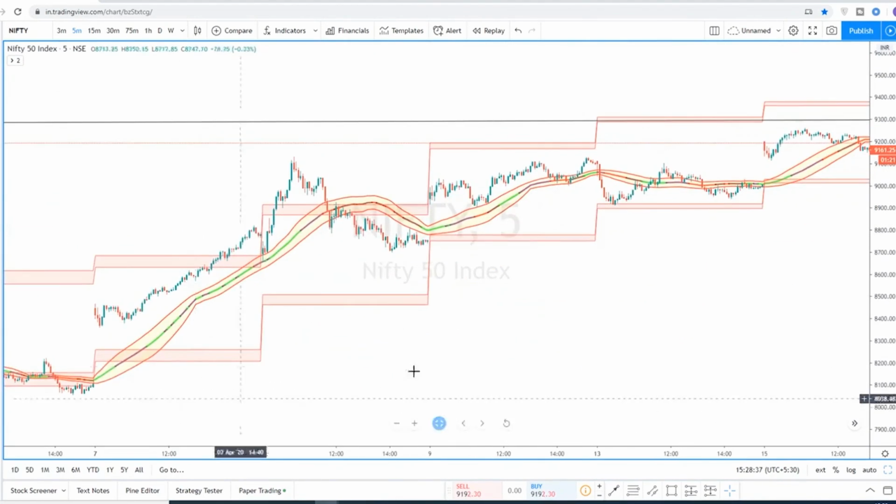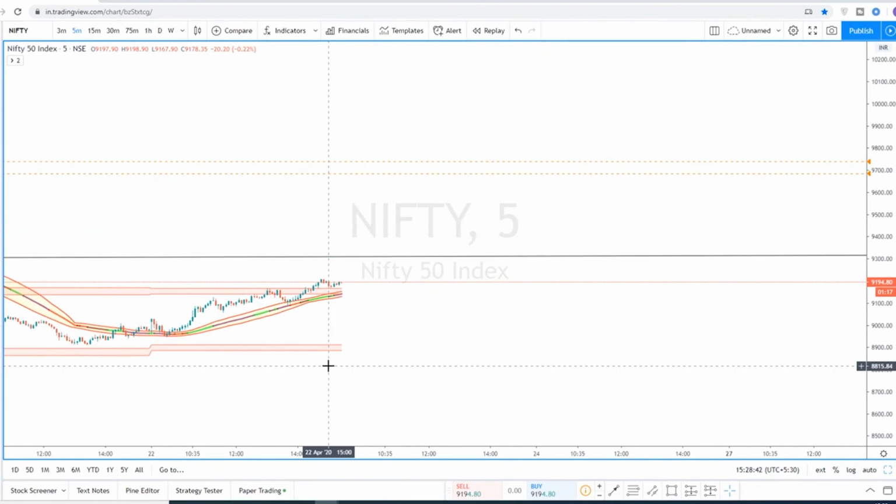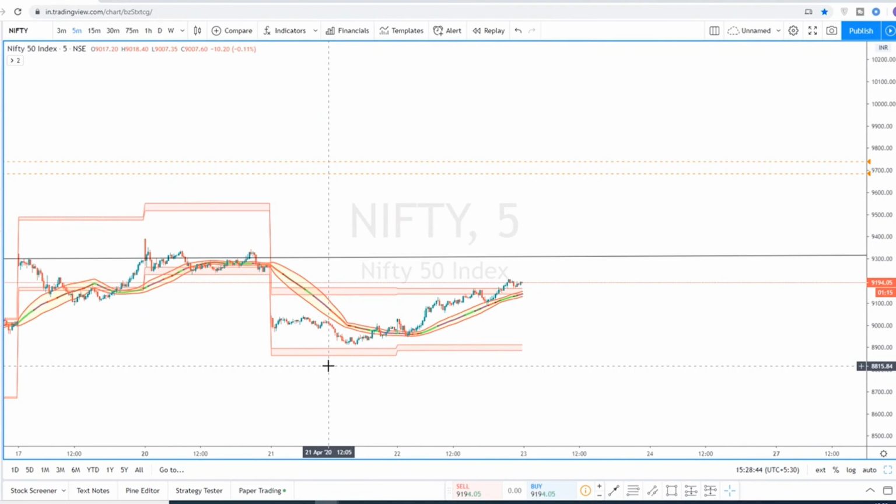It is very easy to make money, so please make the best use of these indicators, and if you have any doubts, let me know in the comments.